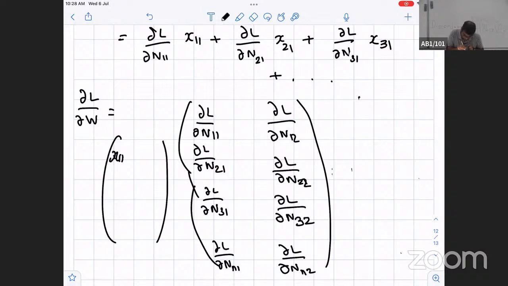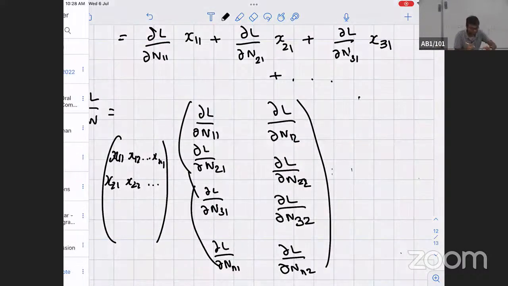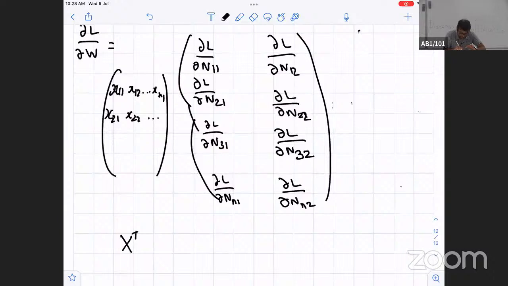x11, x12, xn1, then x21, x22, like this. Okay. So this is like x transpose times the dL by dn. So dimensions are correct, right? What is the dimension of x transpose? What's the dimension of x? N cross d, correct? So this is d cross n.